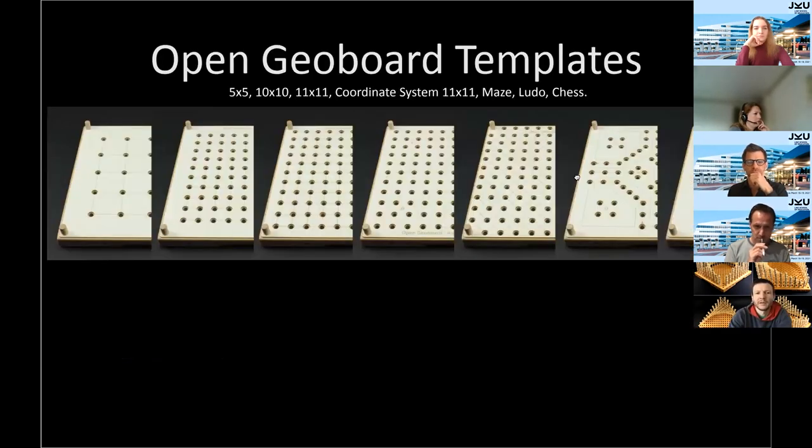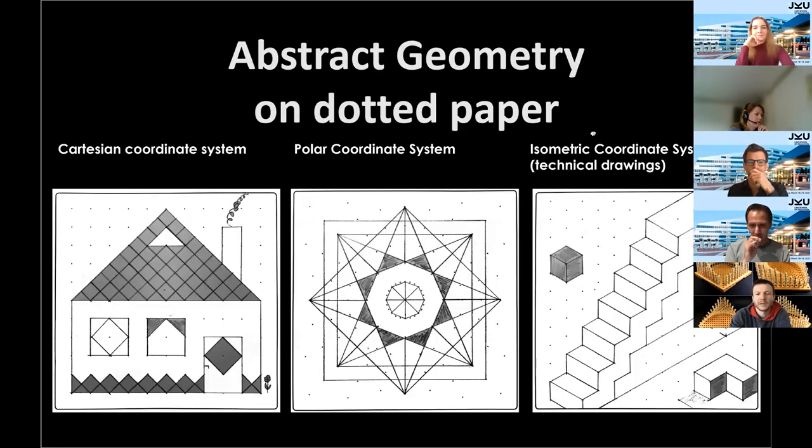So here are some of the templates we have. For the Cartesian coordinate system, I have created even templates for the Ludo game, which work pretty well on the platform. So this is the dot paper version, which you may already know, and I'm using these templates on paper next to the geoboard. Cartesian, polar, and symmetric coordinate systems. So the idea is when you don't have the geoboard, for instance, like now, when kids are learning from home, they can use the dot paper for exercising.